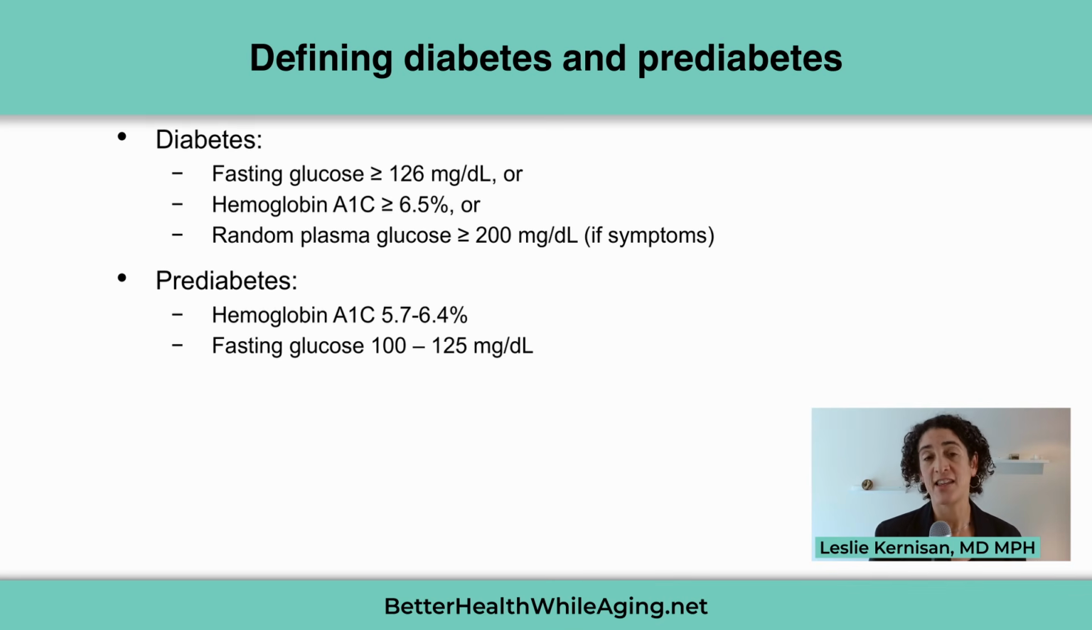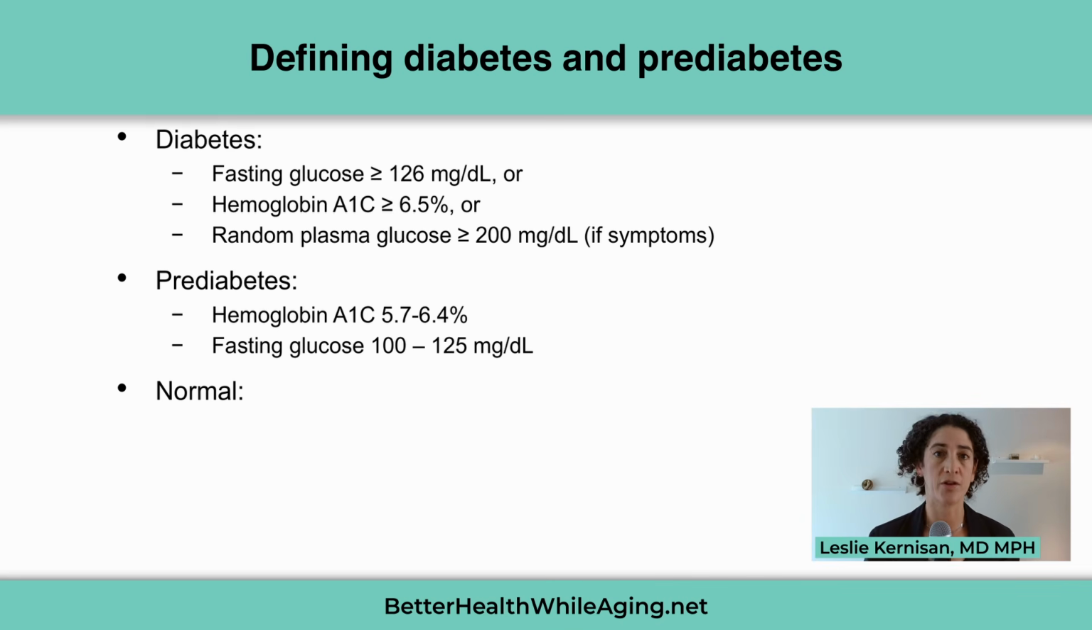It still might be good to keep an eye on it, to look at what your past numbers are, to see is this a trend that's kind of going in the wrong direction. But I wouldn't panic for a fasting glucose that is in the low 100s, especially if your hemoglobin A1C is not anywhere close to 5.7%.